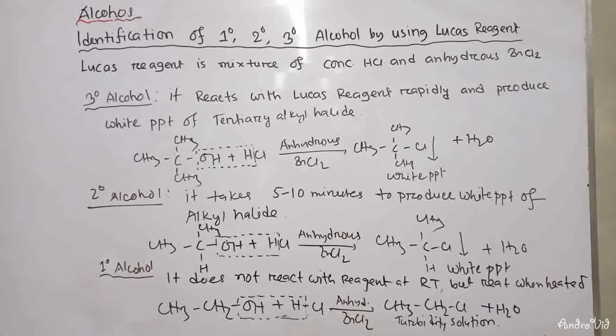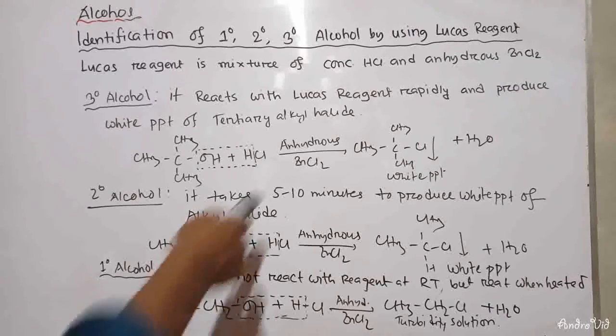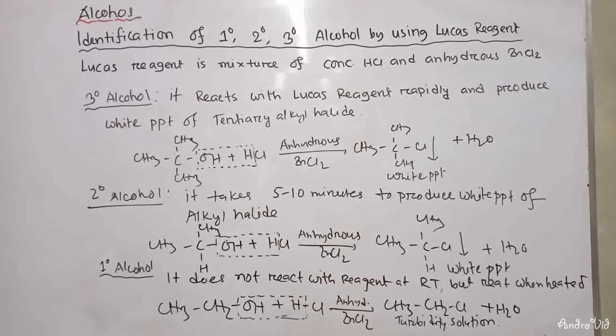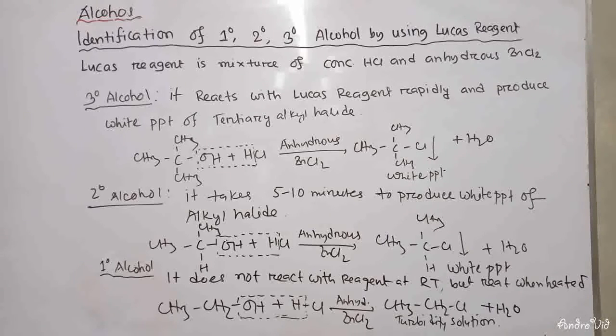If you want to identify 3 degree alcohol, you have to add Lucas reagent to this 3 degree alcohol. As soon as you add the anhydrous zinc chloride and concentrated HCl solution, I mean Lucas reagent, to this 3 degree alcohol, they produce a white precipitate of 3 degree alkyl halide. This reaction happens rapidly. So if the white precipitate is produced rapidly, you will be sure that there must be a 3 degree alcohol.